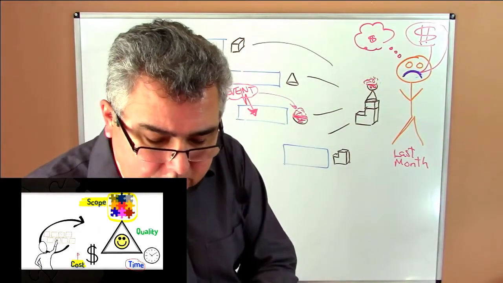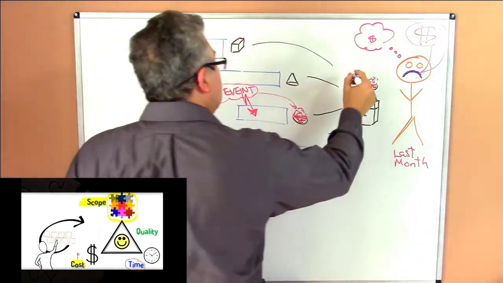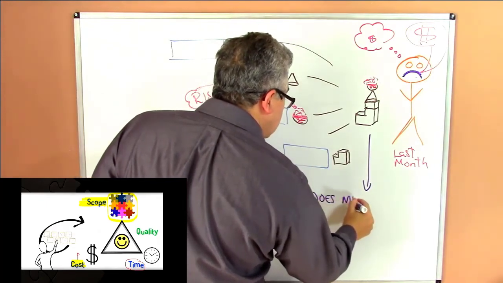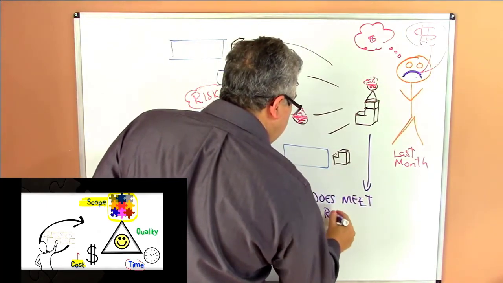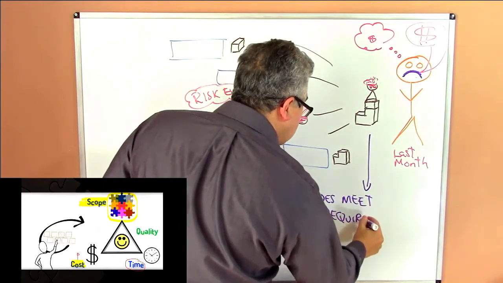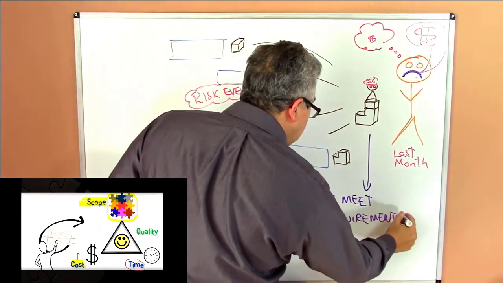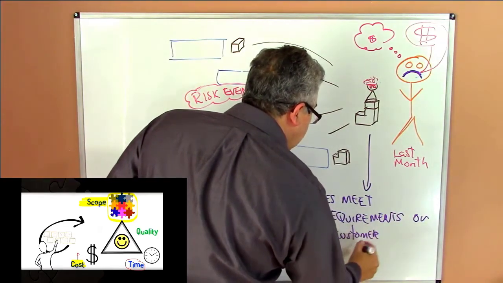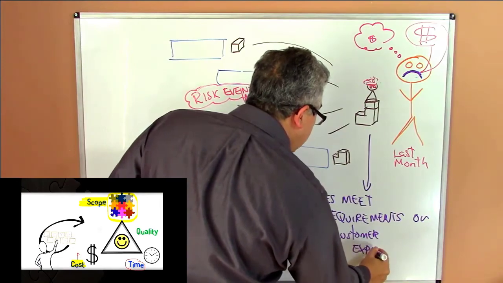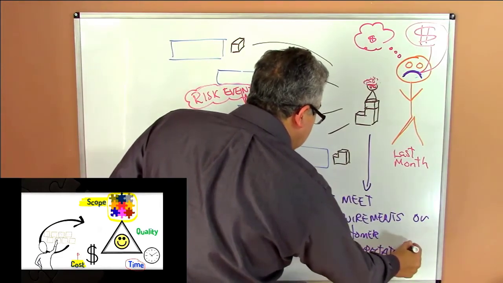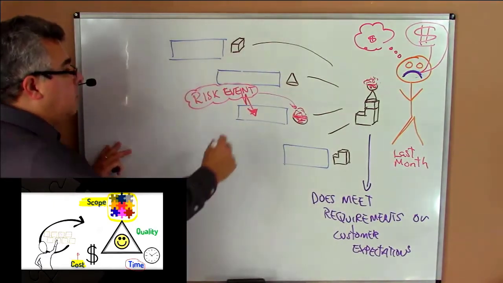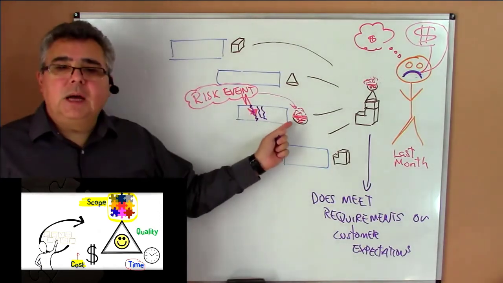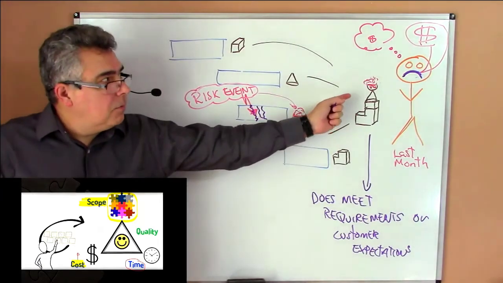When your final product does not meet the requirements or customer expectations. What does it mean? That risk event disrupts somehow the execution of a task, affects the deliverable of one task, and that deliverable affects the deliverable of the project.